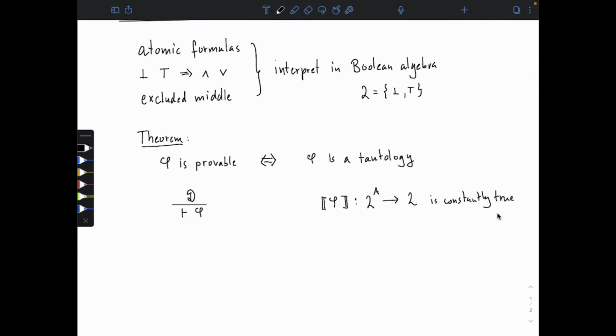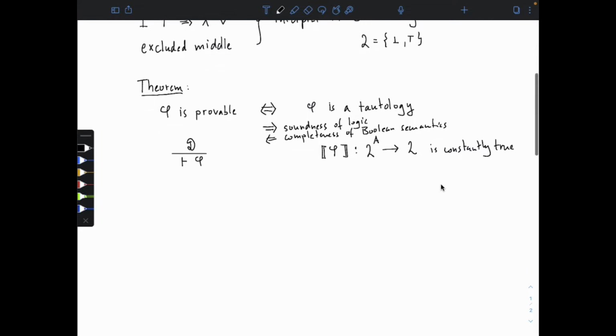That's the theorem that you want to prove, and let's also remember that in this direction it's called soundness. It's soundness of logic. And in that direction, it's completeness of Boolean semantics. Okay, these fonts are getting ridiculously small. Anyhow, now here's my point.